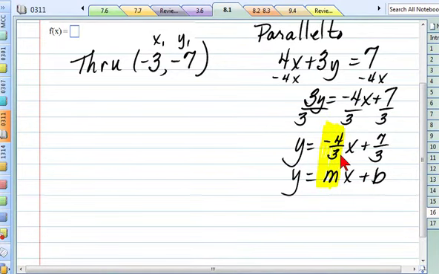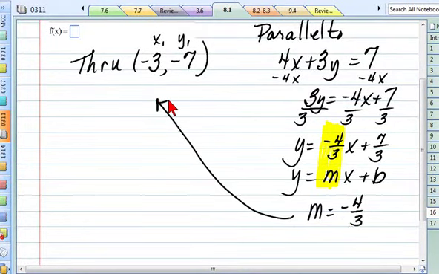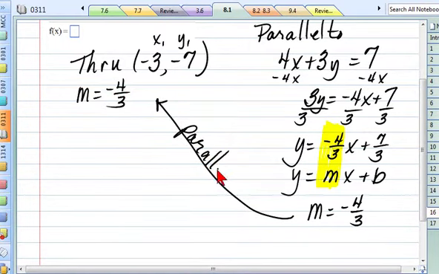And there's my slope. So for this given line, the slope is negative 4/3. What do I get to bring over here for the slope of my line? It is the same. It is negative 4/3. The reason? Parallel lines, same slope.